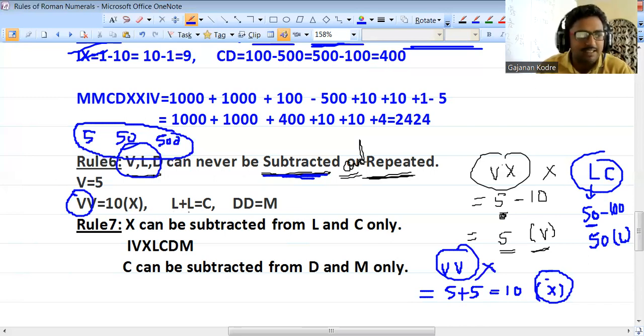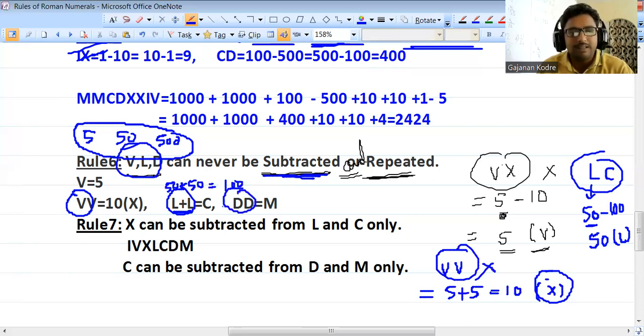Same case with LL. 50 plus 50 will be 100, and we already have a symbol for 100. So we will not write LL instead of C. This is the reason we should not repeat V, L and D. For D it is the same: 500 plus 500 will become 1000. So rule number 6 is clear, I hope.